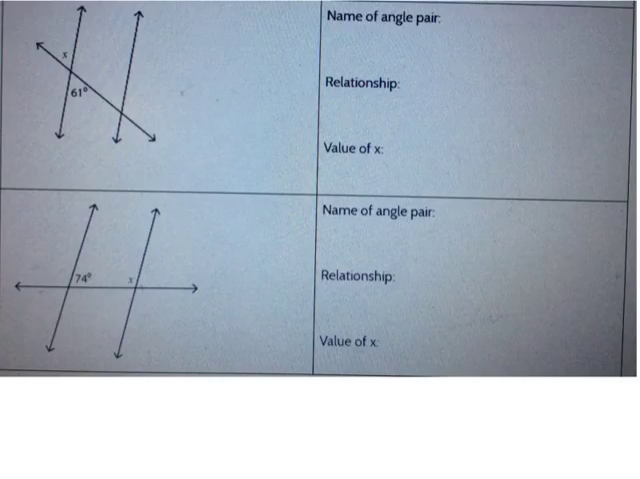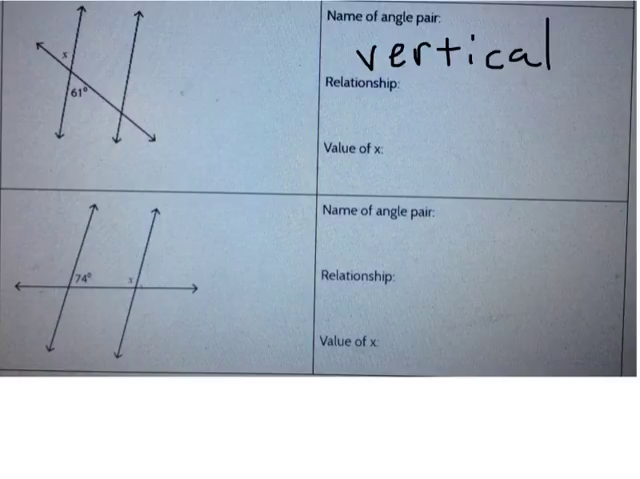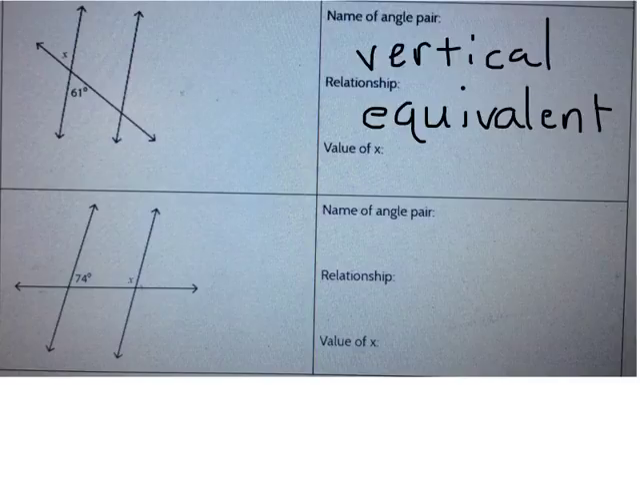Let's look at another angle relationship. What's the name of the angle pair x and 61 degrees? These are vertical angles. So what's the relationship? These angles are equivalent. So what's the value of x? It's 61 degrees.